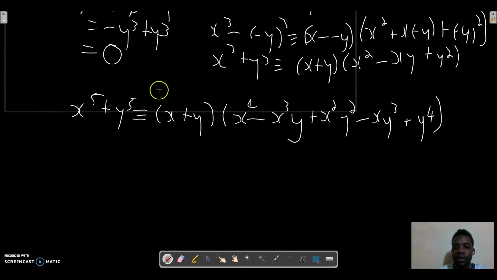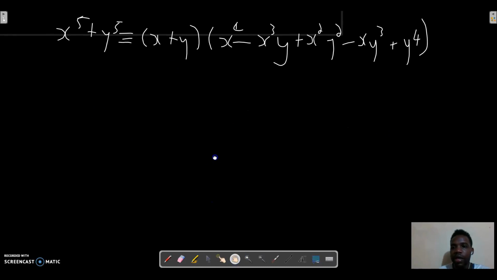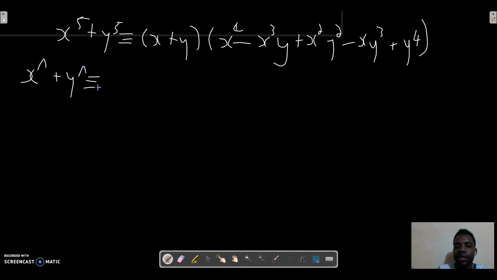Notice with the sum of cubes, the power cannot be even, because that would make it irreducible. Alright? Now, can I move to the point where I generalize this? Indeed. So we have x to the n plus y to the n, and the condition is that n must be odd. So this would be x plus y. We start at a power 1 less than the power there. So you have x to the n minus 1.